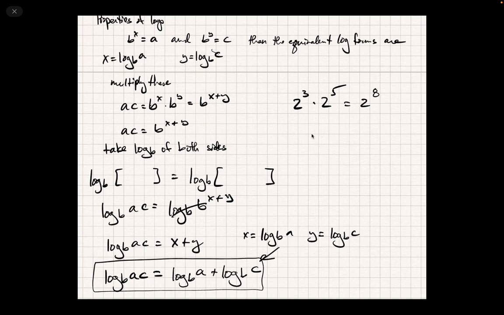I was about to write 2 times 2 times 2, multiplied together with 2 times 2 times 2 times 2 times 2, and then show that this grouping of 3 times this grouping of 5 makes a grouping of 8. Although you guys snap to it faster than that, so I didn't get to that part, but that's a reminder of why b to the x times b to the y equals b to the x plus y.